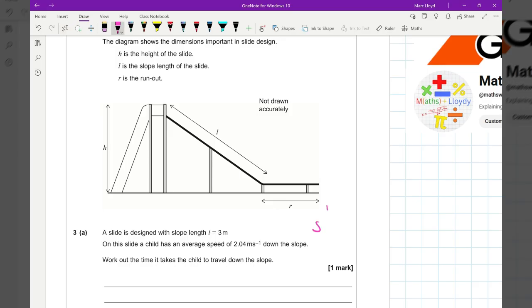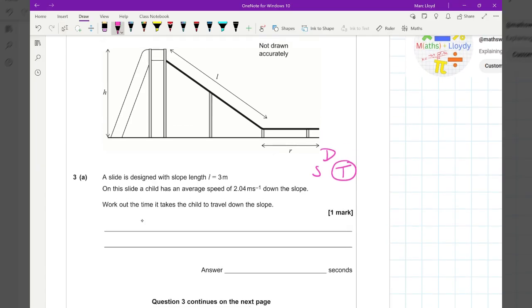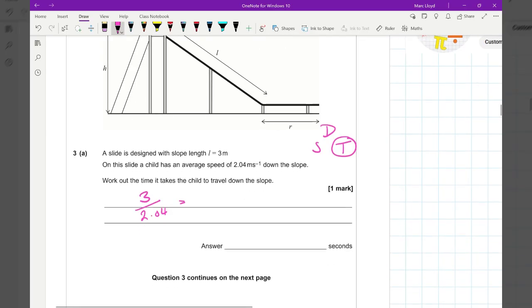So speed, distance, time. We need to work out time, so it's distance divided by speed. Our distance is 3 and our speed is 2.04, and we just pop that into the calculator, and to 2 decimal places we get 1.47.